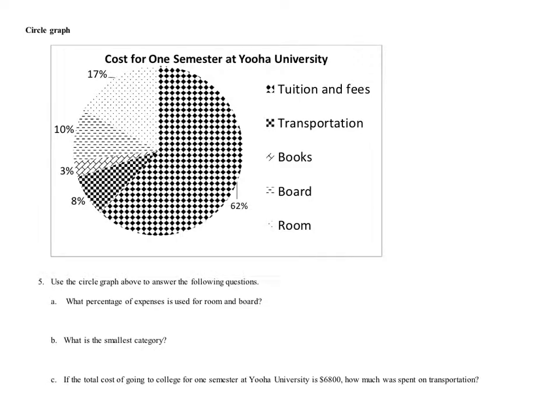Okay. Last but not least, we're going to do a circle graph. So we're going to answer the following question. What percentage of expenses is used for room and board? So we look for board, which is kind of the dashed guy right here, and room, which is kind of the speckled guy, which is right here, so for a total of 27%. What's the smallest category? The smallest would be 3%, and that's spent on books.